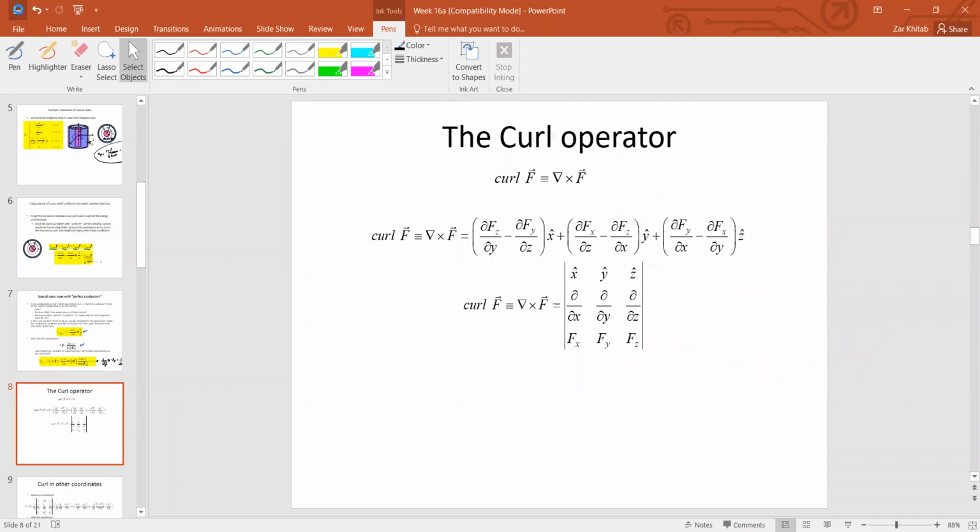Okay, now let's see briefly the curl operator. Curl of a vector field is going to give you the loops per unit area. For example, if you have this magnetic field.